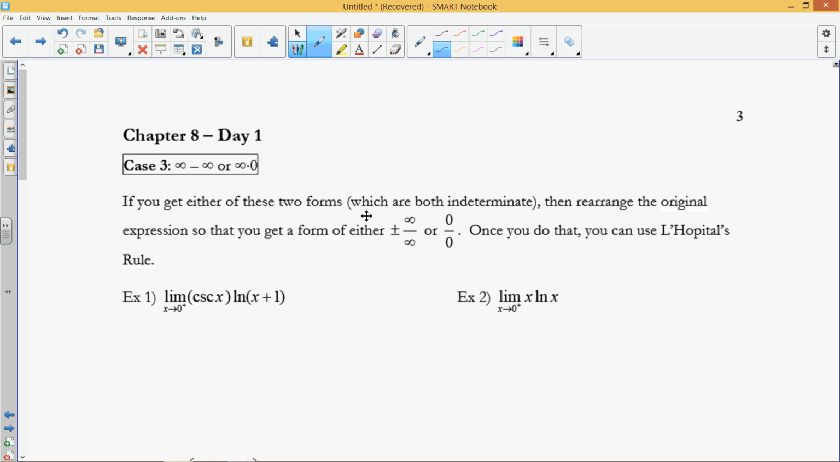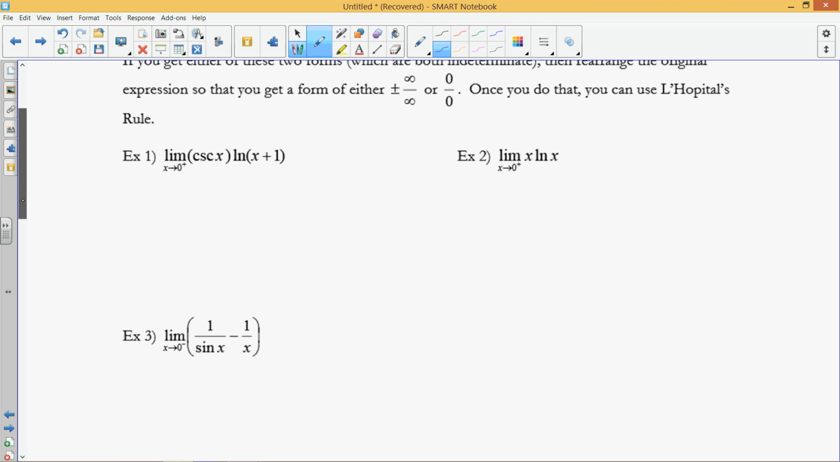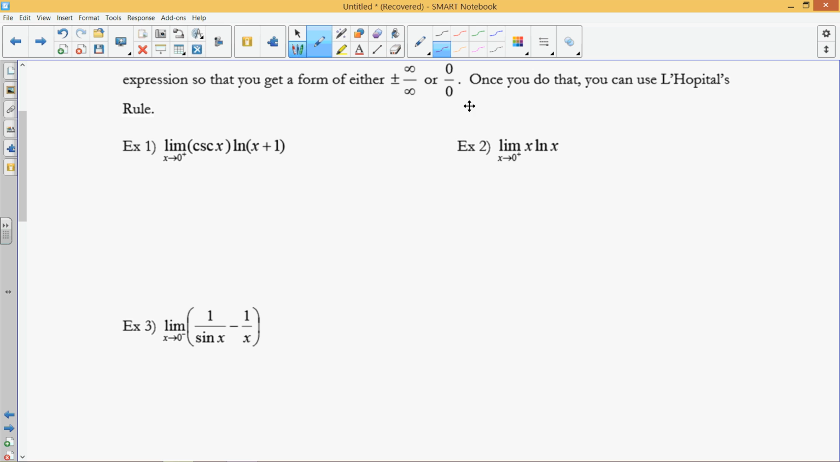So if you get either of these two forms, then you rearrange the original expression so you can get infinity over infinity or 0 over 0. And then once you do that, you can use L'Hopital again. So we're still going back to that original fractional form of L'Hopital. We just have to do a little bit of rearranging. So let me show you what that looks like.